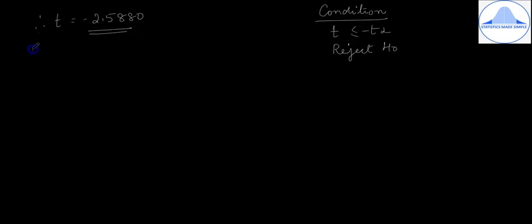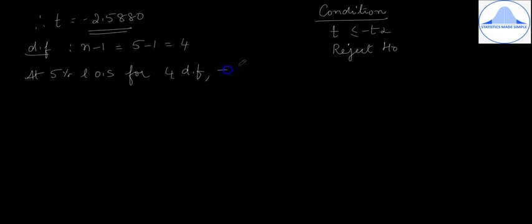So we have to write the degrees of freedom next. So degrees of freedom is n minus 1, which is 5 minus 1 is equal to 4. So at 5% level of significance, for 4 degrees of freedom from the statistical tables, we find that minus t alpha is equal to minus 2.13. So let us write the conclusion.